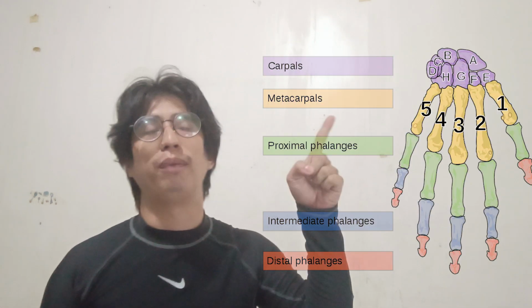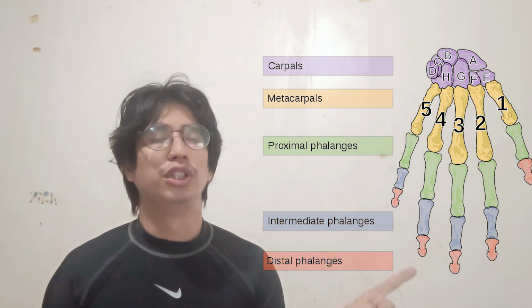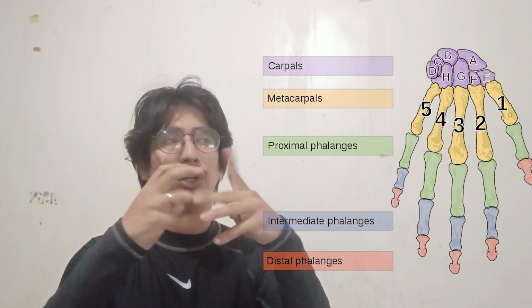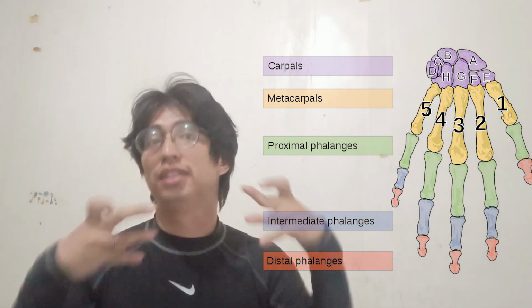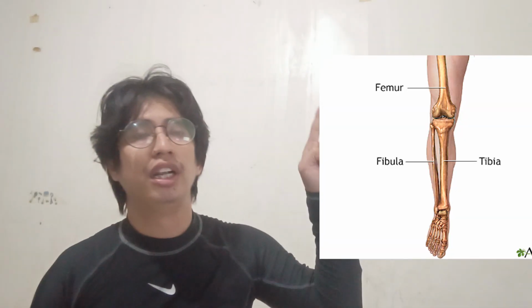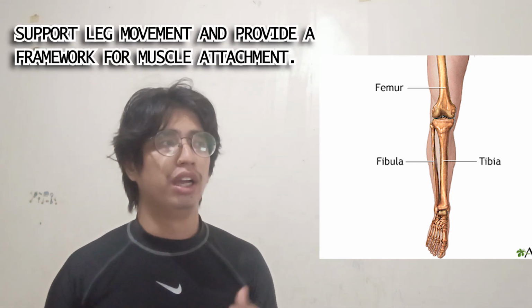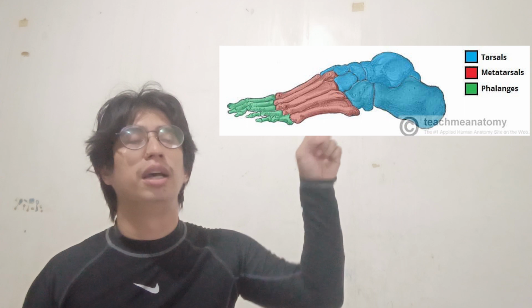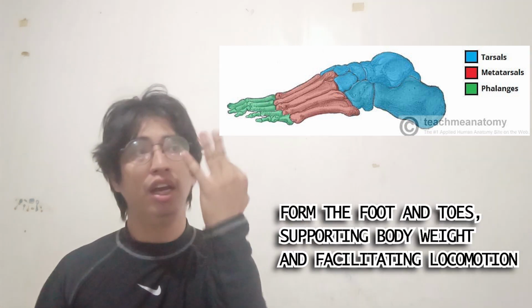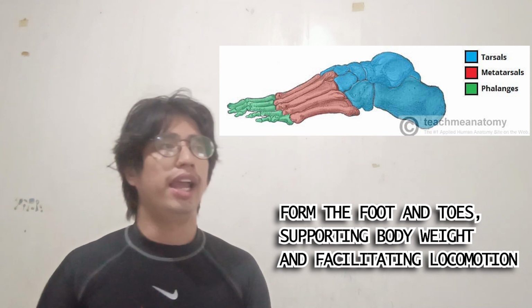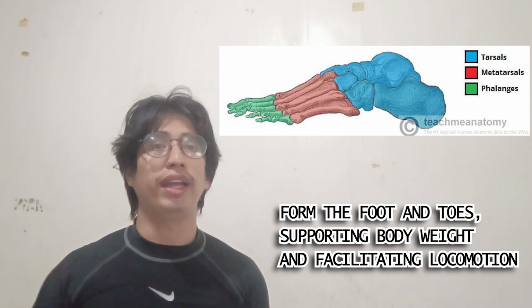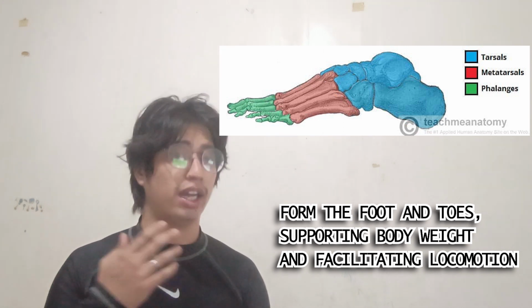Now we will talk about our hands. We have carpals, metacarpals, and phalanges. These three form our hands and fingers, allowing us to have fine motor skills. Now for our lower limbs, we have the femur, tibia, and fibula. They support our leg movement and provide a framework for muscle attachment. And in our lower body still, we have tarsals, metatarsals, and phalanges. These three form the foot and toes, supporting the body weight and facilitating locomotion, or our locomotor movements.